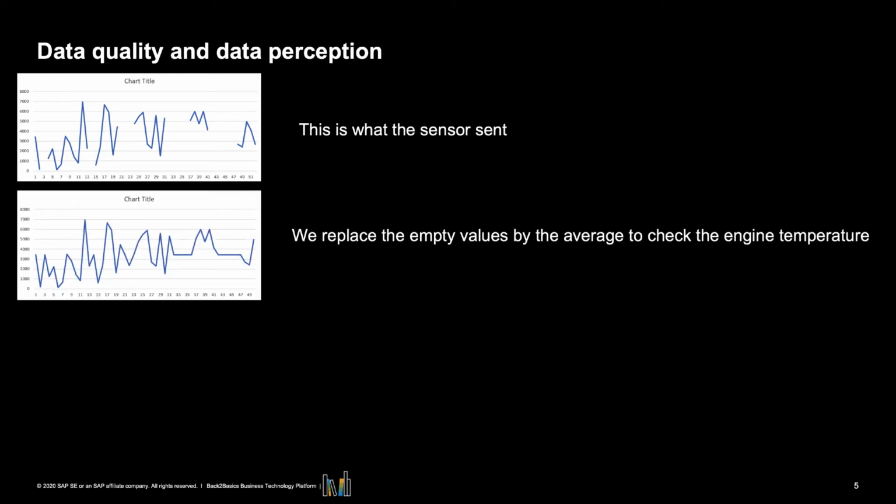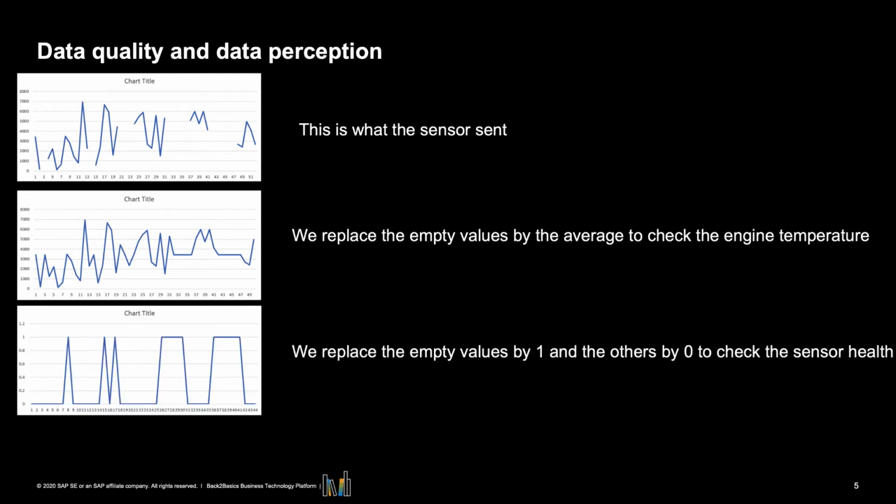Let's take an example. Suppose we have a sensor monitoring the temperature of an engine, like you probably have in your own car. The sensor sends every second a data value it collected from a probe, but we see that erratically it fails to do so. Using a time series engine, we can fill the missing values with a calculated one to reproduce the behavior of the engine temperature.